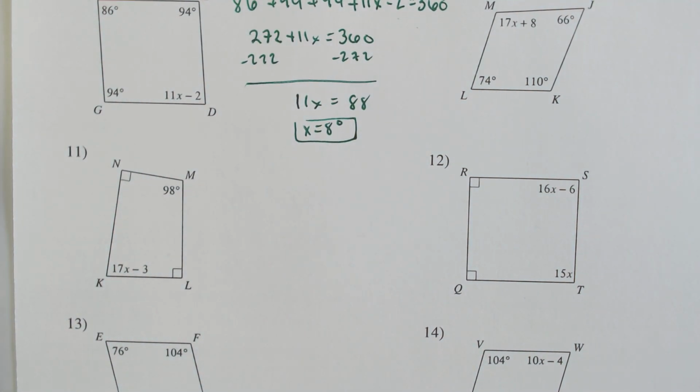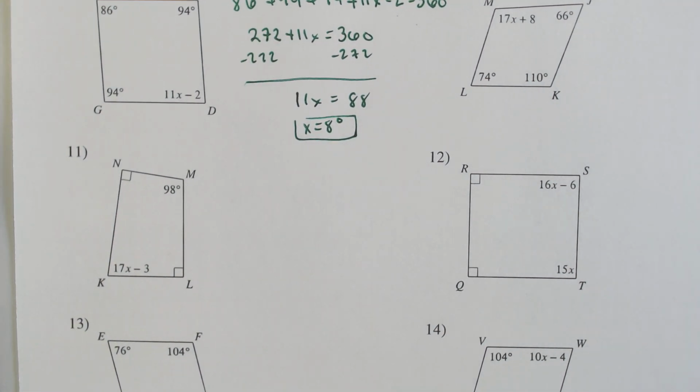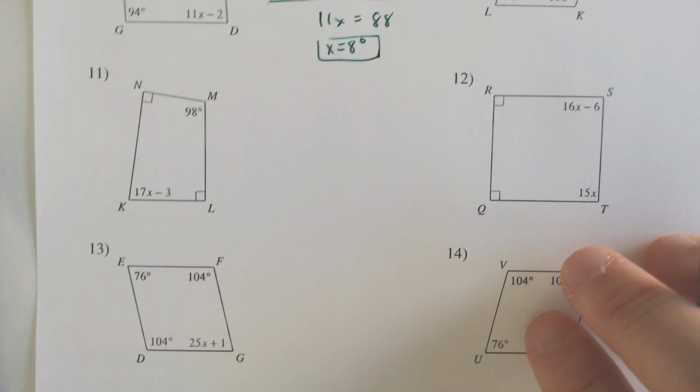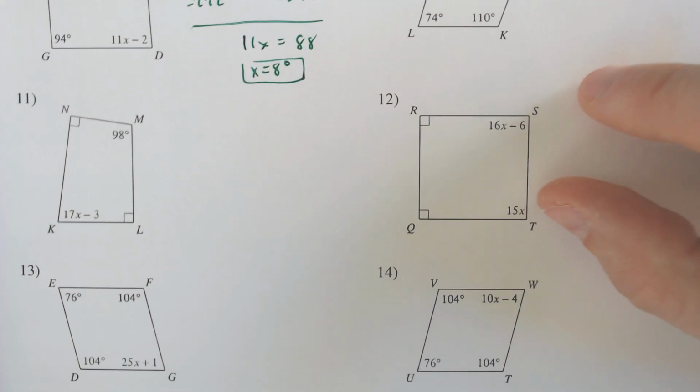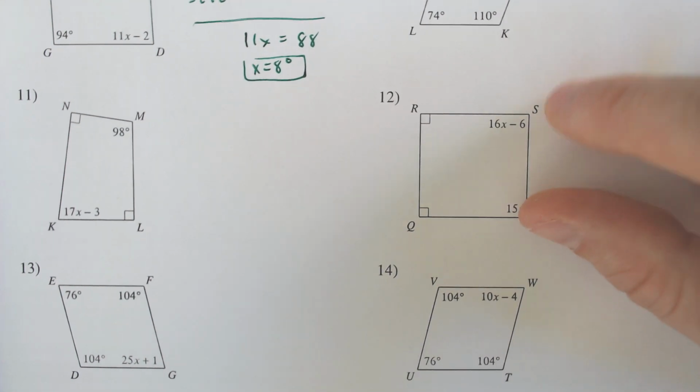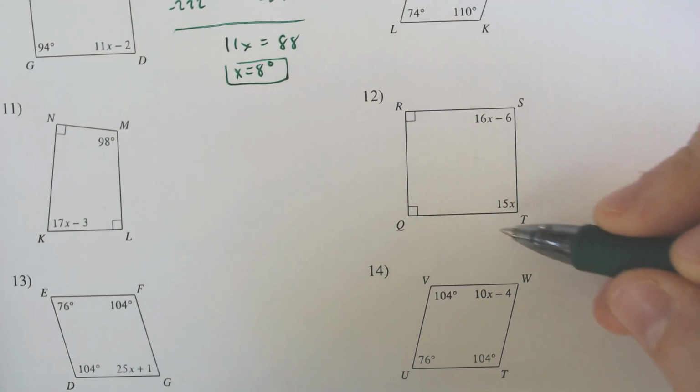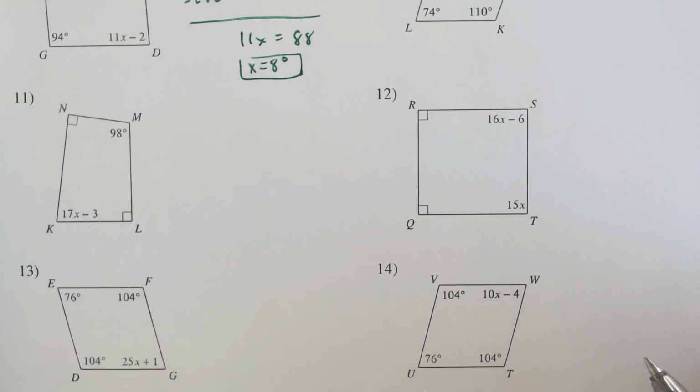Okay, so that's all fine and dandy if you need to find x, which is what a lot of these will require you to do. And in some cases, you'll have two different angles that have an x, like here on number 12. So I'm betting that there's a chance that these equal 90, but maybe they're not. We don't really know for certain.